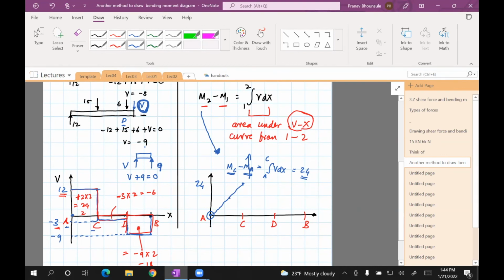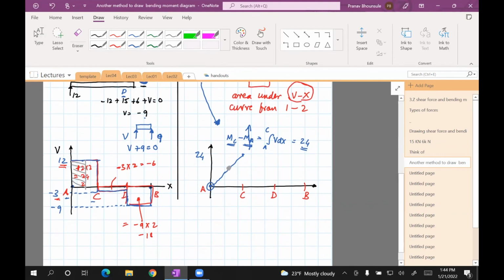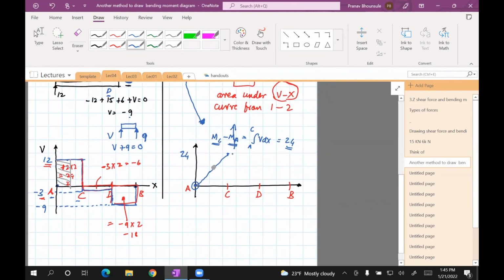If you wanted to find the moment at some other point, all you have to do is find the equivalent area. So for example, if you want a moment in between A and C, you'll basically draw that corresponding rectangle here, find the area, and then do it using this formula. So let's complete this. We found the moment at C. Let's find the moment at D.